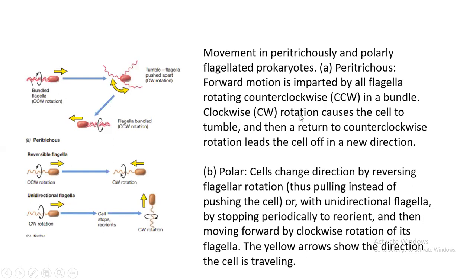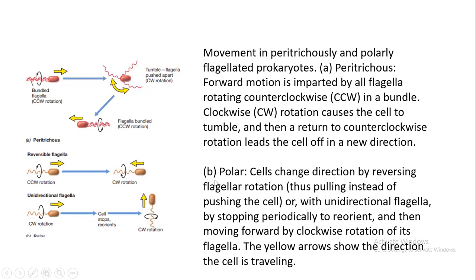Coming to the movement of the flagella, two different types of movement have been identified. The first type is identified in bacteria having peritrichous flagella. The forward movement is imparted by counterclockwise rotation of the bundle. Clockwise rotation of the bundle causes a tumbling effect. Then the flagella bundle forms again and moves in the counterclockwise direction, leading the cell in a new direction.